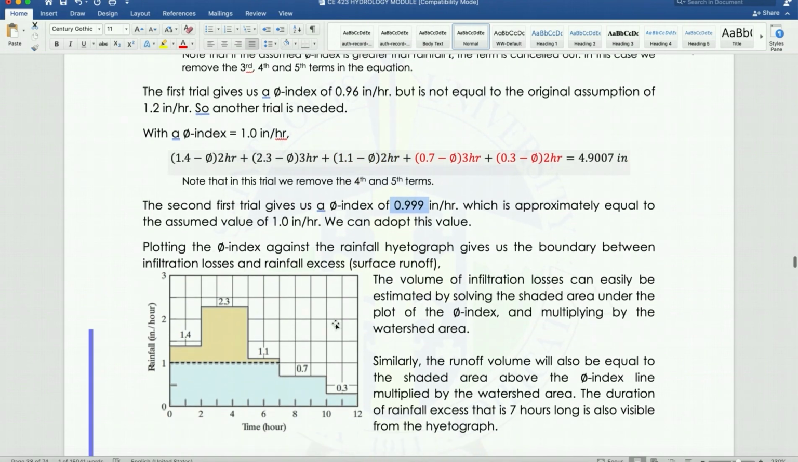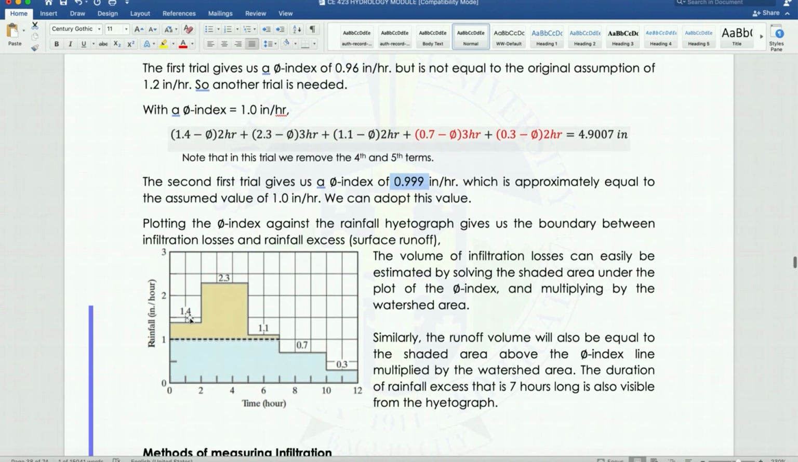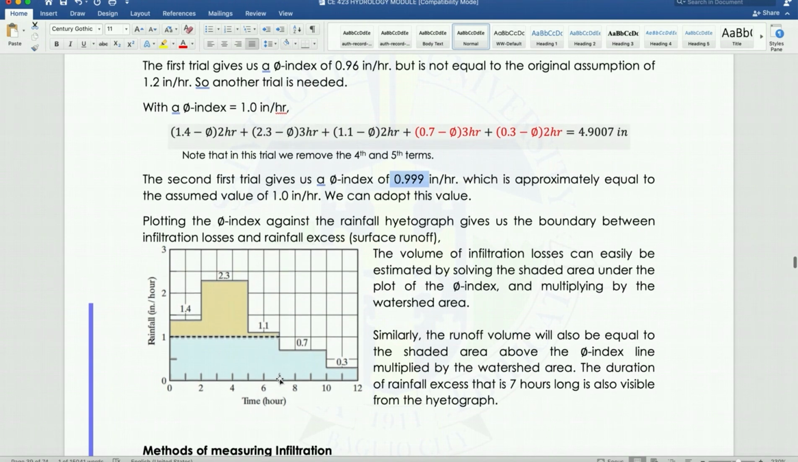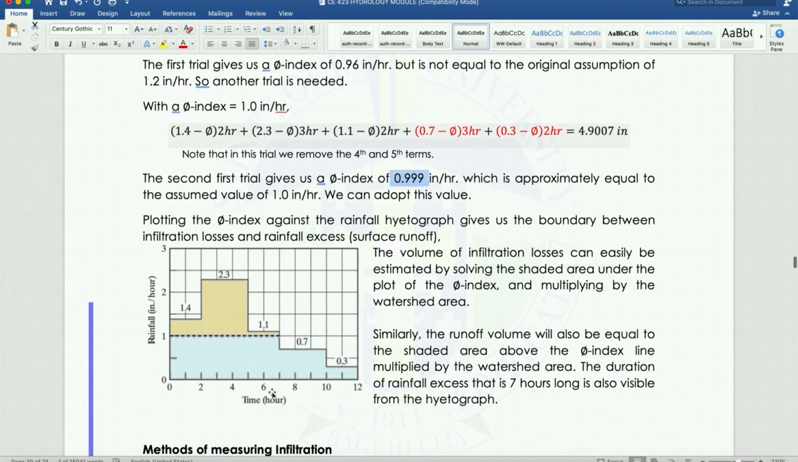So, ipag-plot natin yan, ayan o. Sa first 2 hours, it is 1.4. From 2 to 5, it is 2.3. From 5 to 7, it is 1.1. From 7 to 10, it is 0.7. And from 10 to 12 rather, it is, what do you call this? It is 0.3.